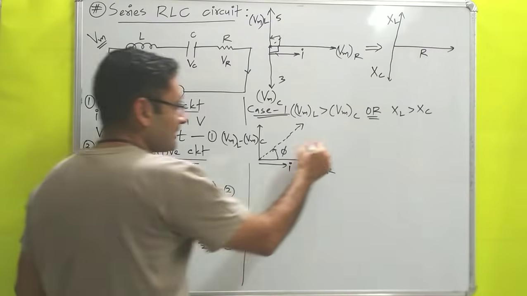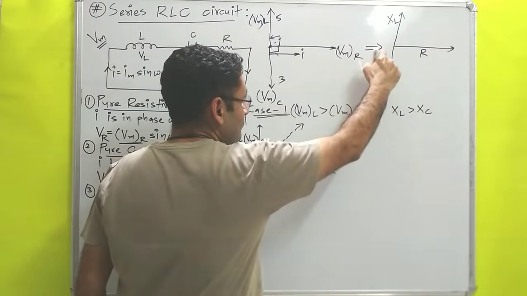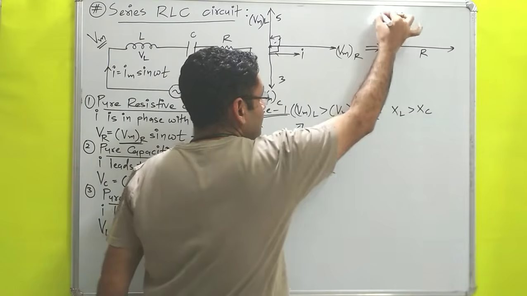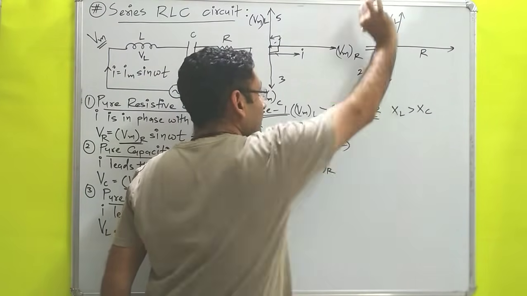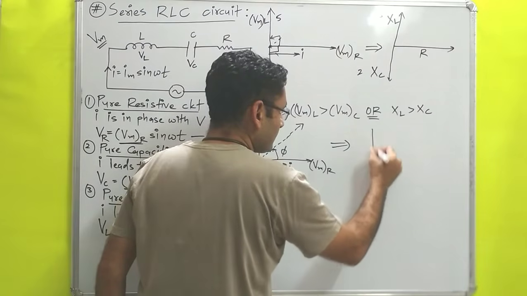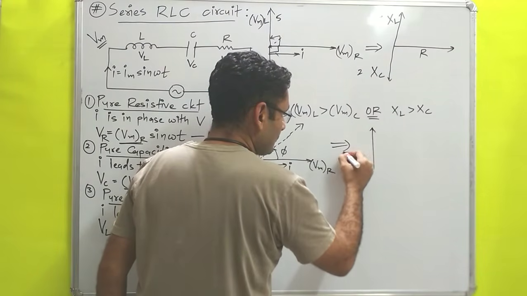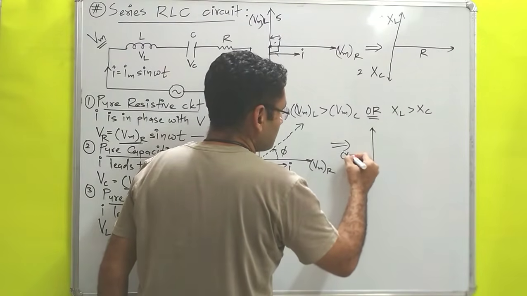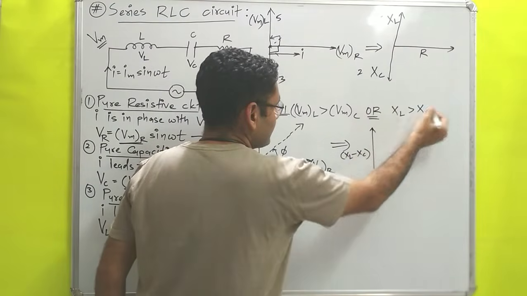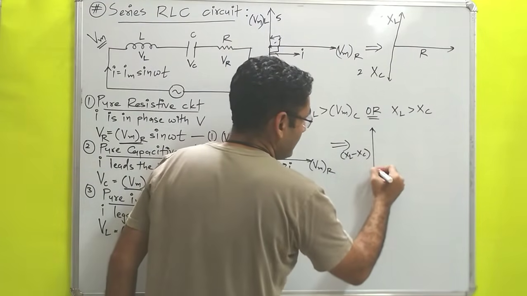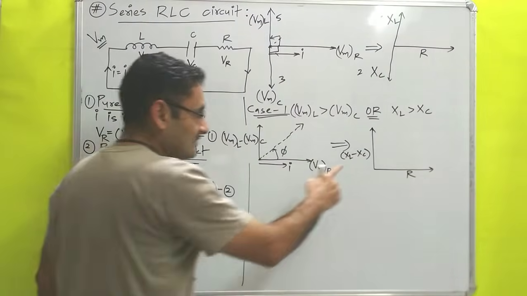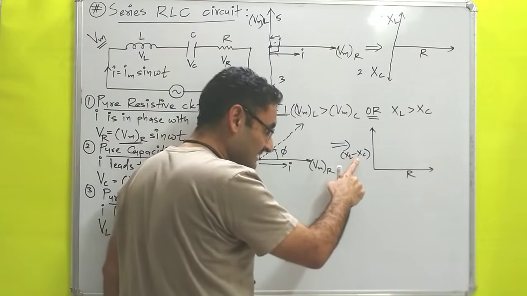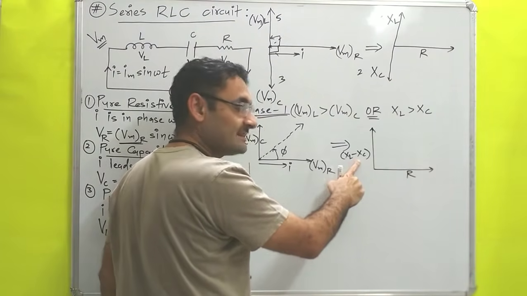Okay. Now similarly, same diagram you can draw. XL is greater than XC. XL is suppose 5, XC is suppose 2. So XL minus XC will be upward, resultant will be upward. So I will draw this line which represents what? Which represents XL minus XC. XL is greater than XC, and remaining is what? Remaining is R.